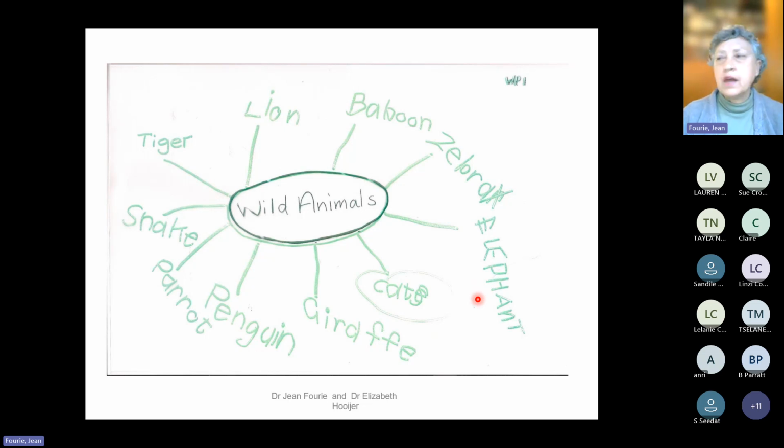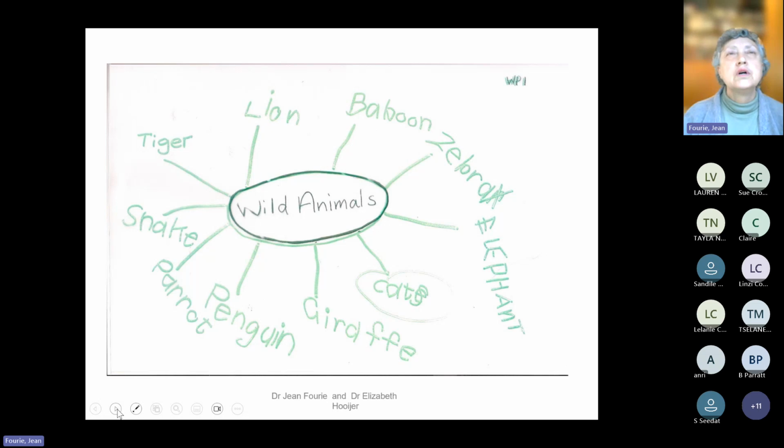Okay, so now we've brainstormed and we've got a whole lot of knowledge activated, prior knowledge activated about what we know already. If you think about Vygotsky and scaffolding, we want to build on what the child already knows. So we're scaffolding knowledge on prior knowledge. So, which of these wild animals should we write our story about? Because we are going to write a little story now.